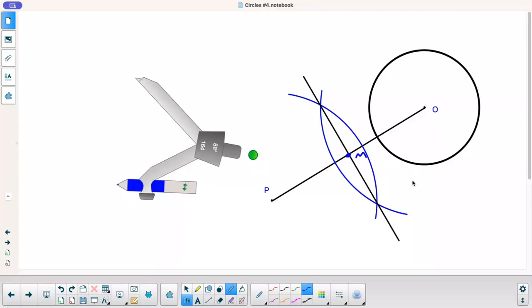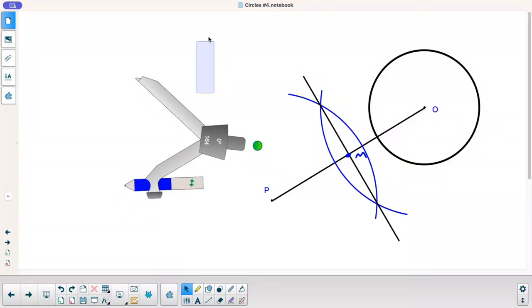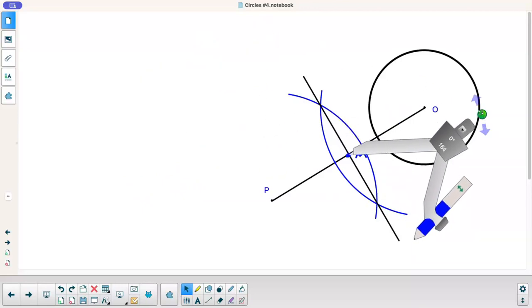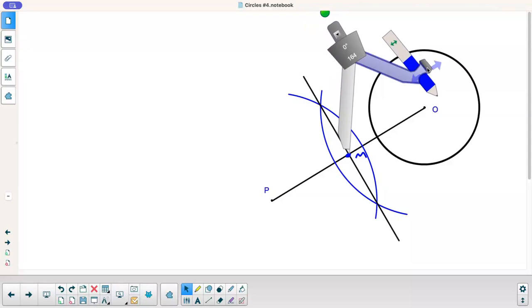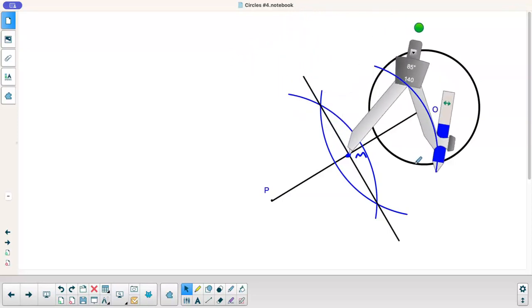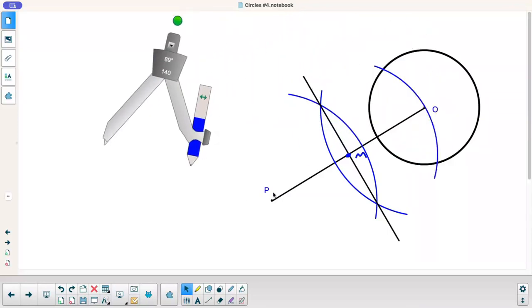All right, so now once I have that point, I need to put the center of my compass right there on M. And my compass needs to open up to MO, which is pretty close right there. And then I really just need one point, but we'll do both just for fun. Mark those points that they intersect. Call that C and that D.